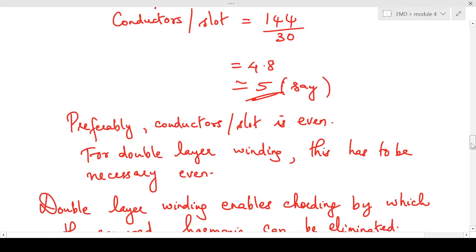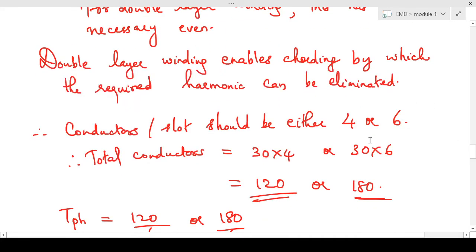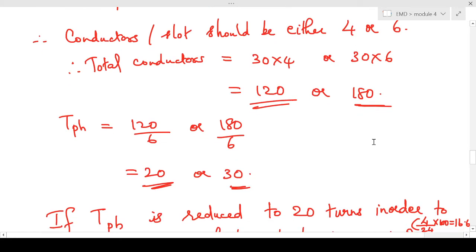So we can choose the conductors per slot as either 4 or 6. If we choose the conductors per slot as 4, we'll get the total number of conductors as 120, and if we choose 6, we'll get the total number of conductors as 180. If the total number of conductors is 120, we'll get the value of turns per phase as 20, and if it is 180, we'll get the turns per phase as 30.